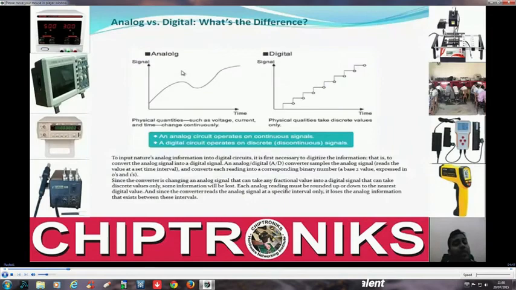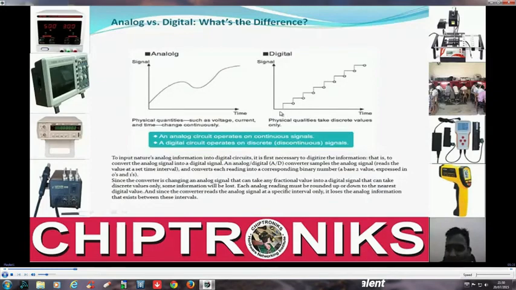Now comes analog versus digital. What is the difference? We always talk of this is analog, this is digital, but do we understand it properly? See, there are two kinds of circuit: one is analog circuit and another is digital circuit. An analog circuit operates on a continuous signal. Here in this graph you can see physical quantities like voltage, current and time change continuously. There is no break, they're all continuous.